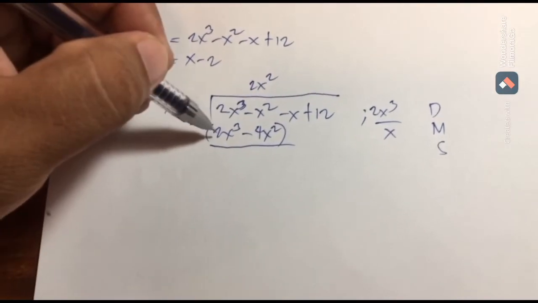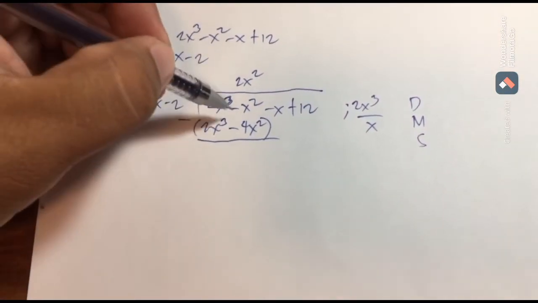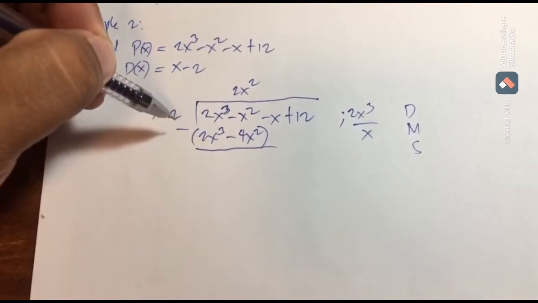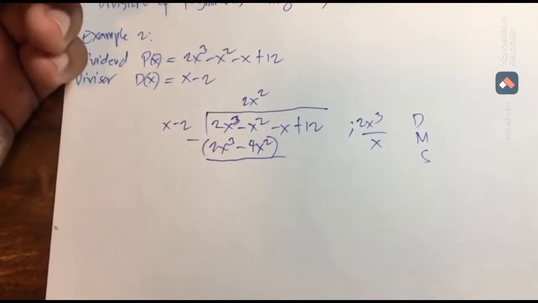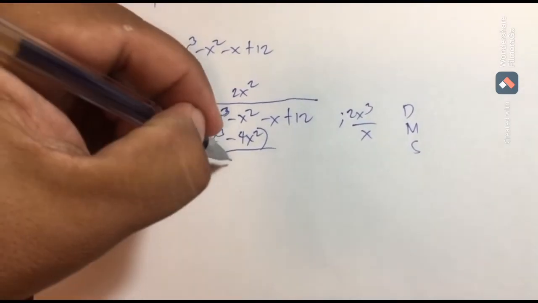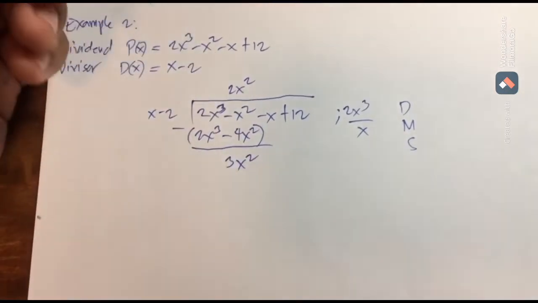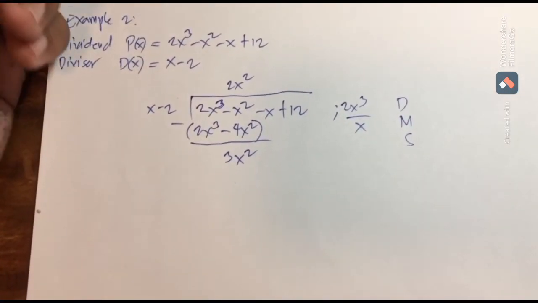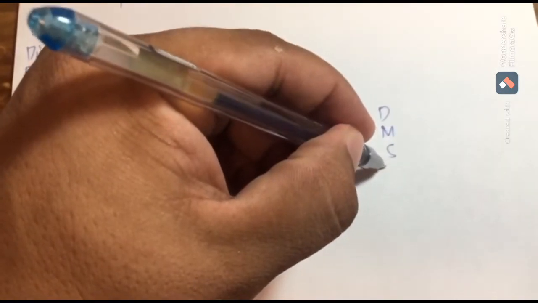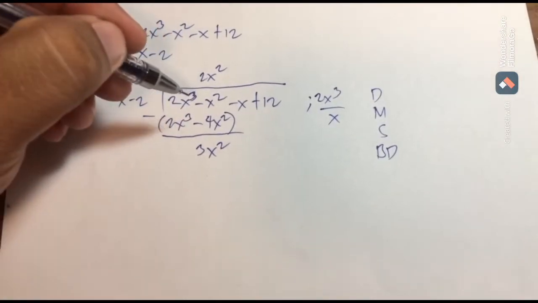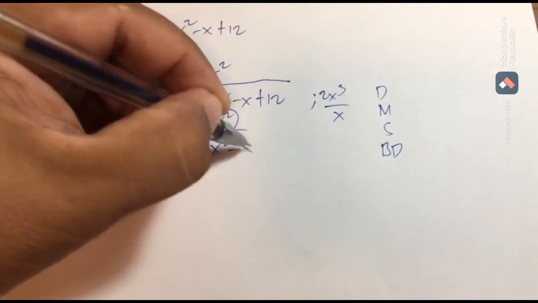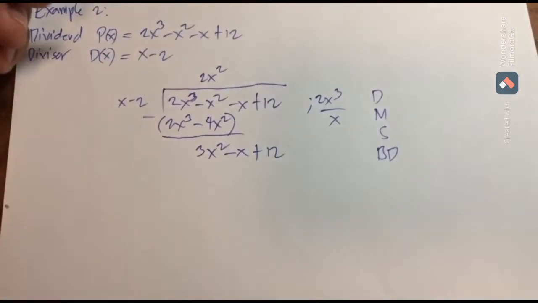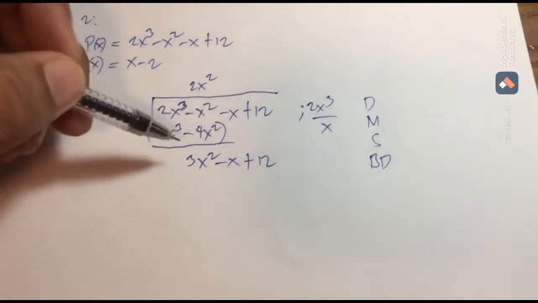2x cubed minus 2x cubed is 0. No problem. Negative x squared minus 4x squared, so what's the answer? You have negative 3x squared. Okay, after subtraction, what we did earlier is we bring down. So bring down the terms. We have the remaining terms negative x plus 12. Then we will repeat the procedure.